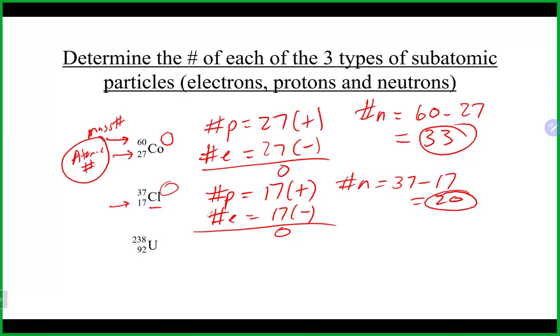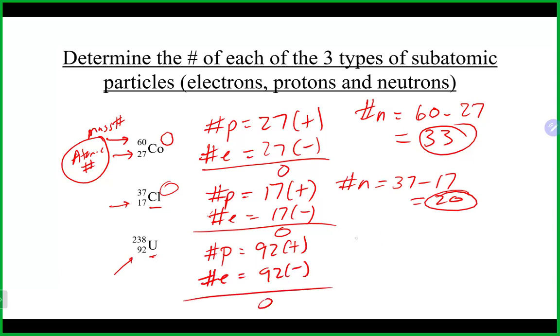And lastly, here, uranium. Starting over here, the atomic number is 92. Again, it is neutral, so we will have an equal number of negatively charged electrons, and our number of neutrons is going to be 238 minus 92, which feels like a lot, maybe 146. And that is how many neutrons we should have. Any questions on any of those? Okay.